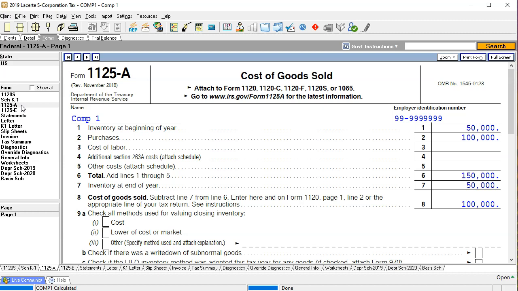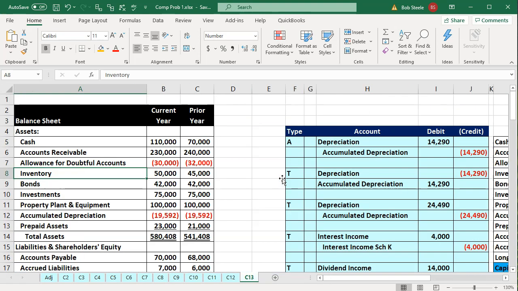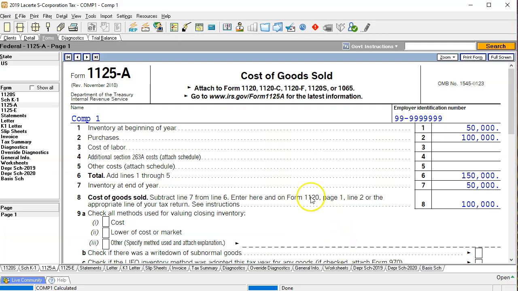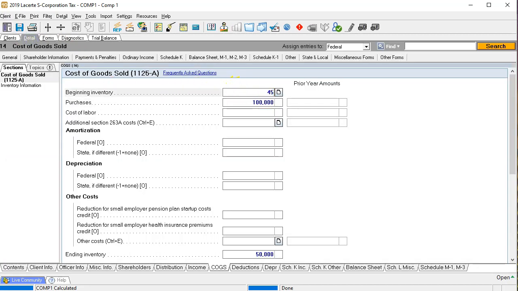If we think about that formula, the beginning balance here we should have from the prior year. If we rolled it forward, that should be from the prior year. In other words, if I go to my tax return and look at the balance sheet for last year, the inventory last year was 45,000. So that 45,000 should be the beginning balance this time. I'm going to go back over to QuickBooks and say the beginning inventory should be 45,000. And then the purchases is going to be what we purchased throughout the year.